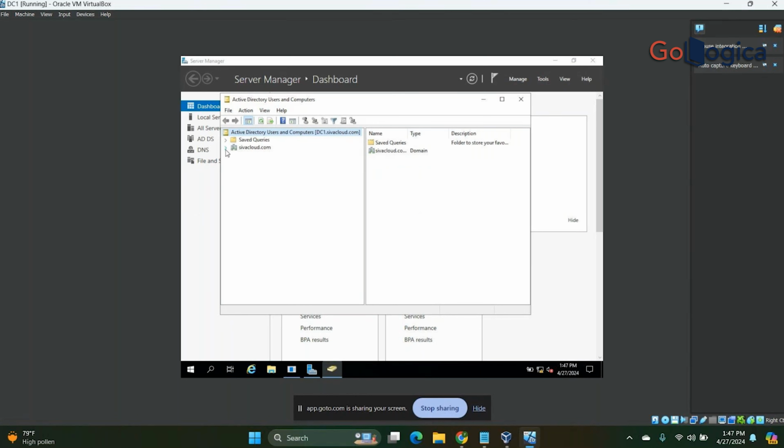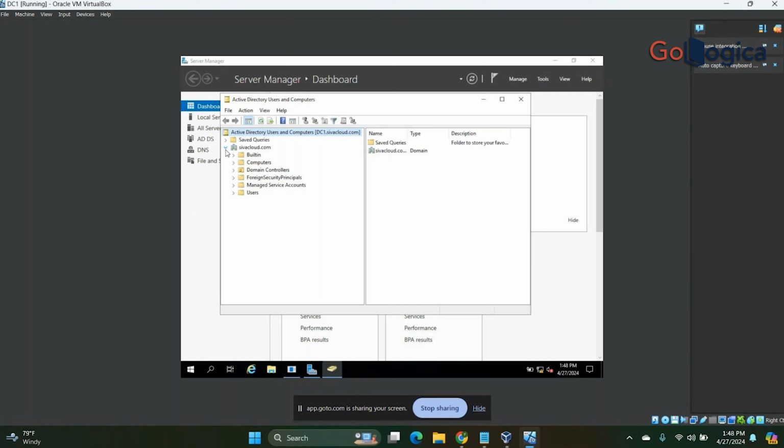So over here, there's shivacloud.com. It is supposed to be your forest. In the forest, whatever you are seeing over here, Builtin, Computers, Domain Controllers, ForeignSecurityPrincipals, Managed Service Accounts, and Users, they all come up under your forest site. They are all becoming the objects on your forest site. So Computers is one of the objects, Users is one of the objects, Builtin is one of the objects. So these default objects come up in the picture.